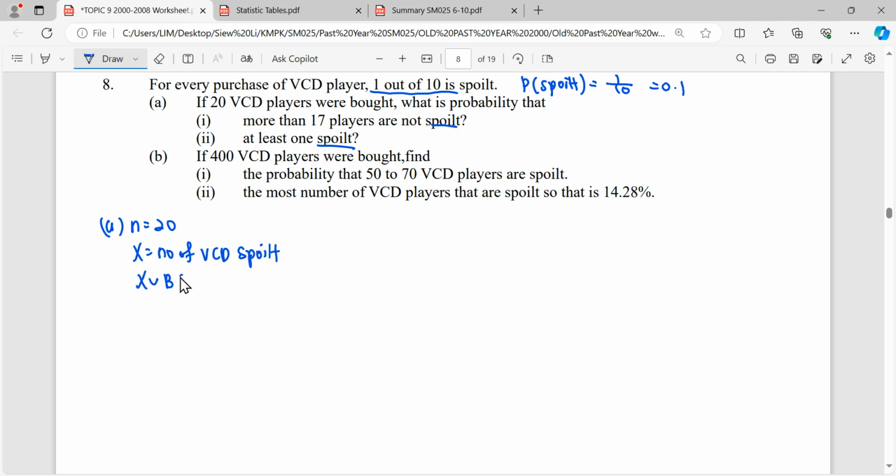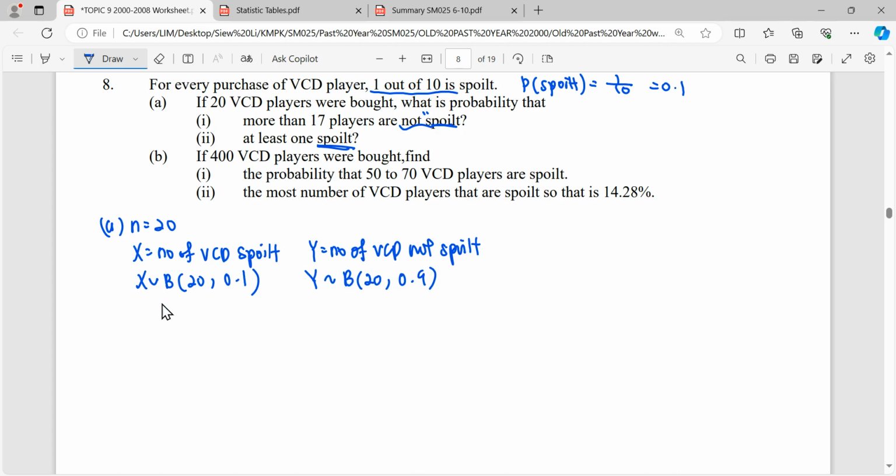X is distributed binomial 20, 0.1. So all your situation is talking about spoiled. But this one is not spoiled, this one is spoiled. So for not spoiled, Y is the number of VCD not spoiled. So Y is distributed binomial 20, 0.9. Okay, so if spoiled is 0.1, not spoiled, meaning a good one, will be 0.9.